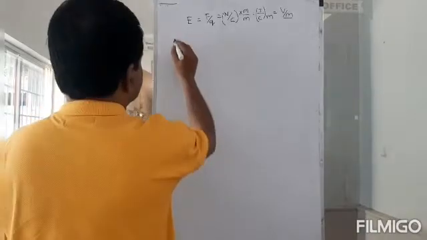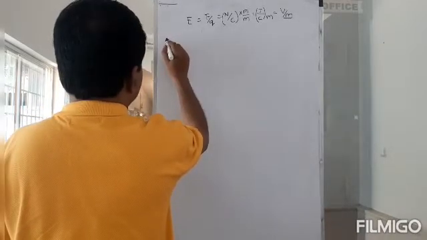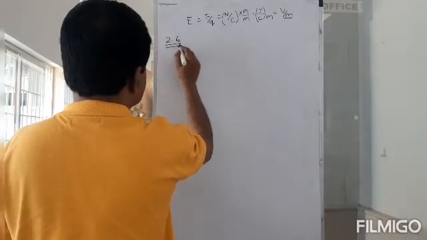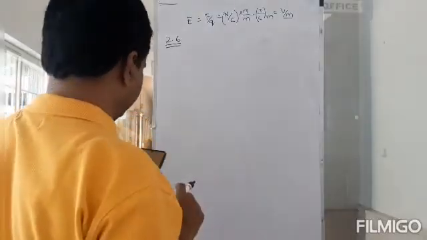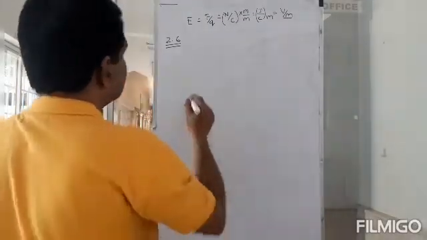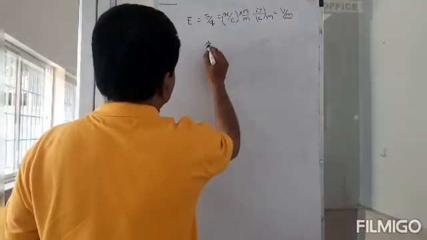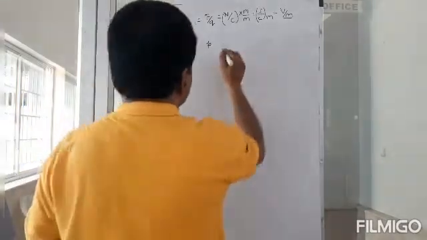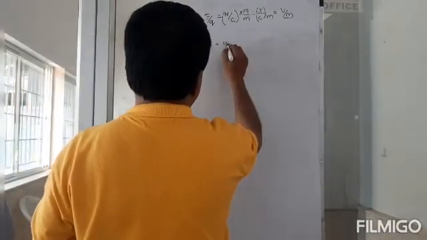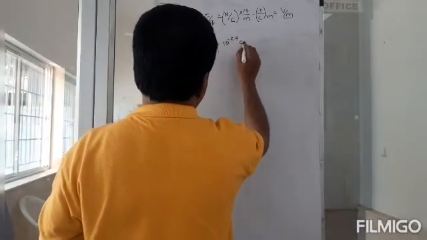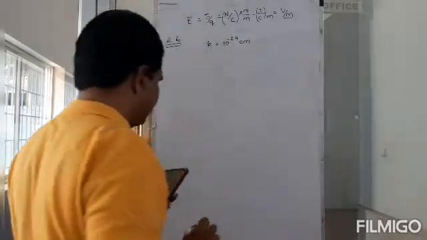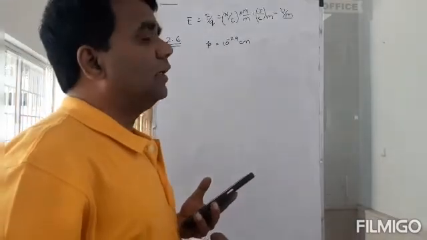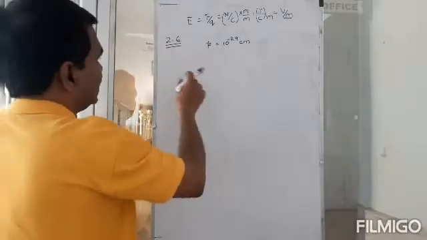So example 2.6. You have, so what is given here? P, I'll write it as a small p because it's for a molecule, right? So that is equal to 10 power minus 29 coulomb meter. Okay? And what is happening here?